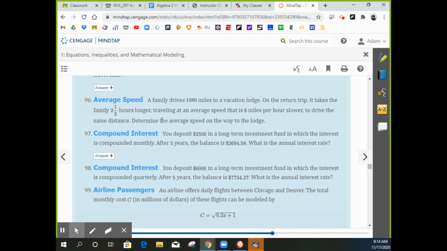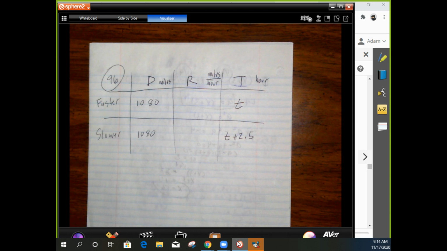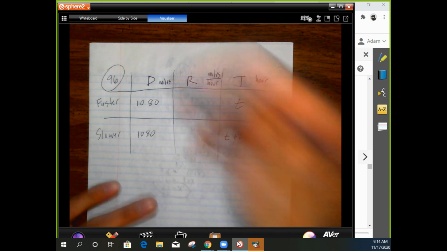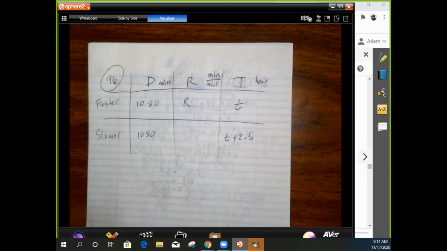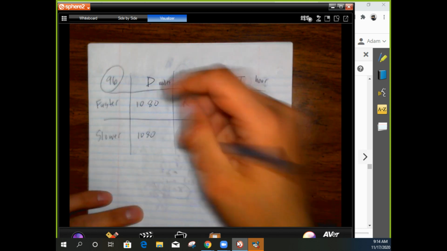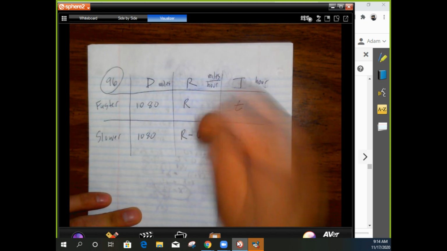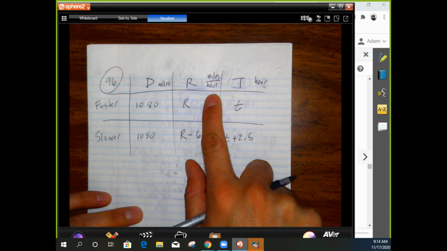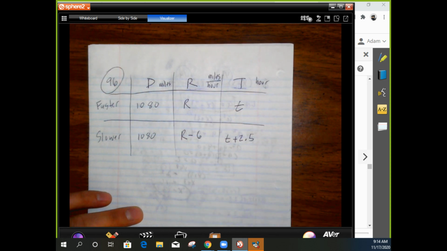Now we have to set up a system, and you need to know that distance is equal to rate times time. So we can use this table to create two equations. 1080 equals r times t. 1080 equals r minus 6 times t plus 2.5. Then we have to solve that system.